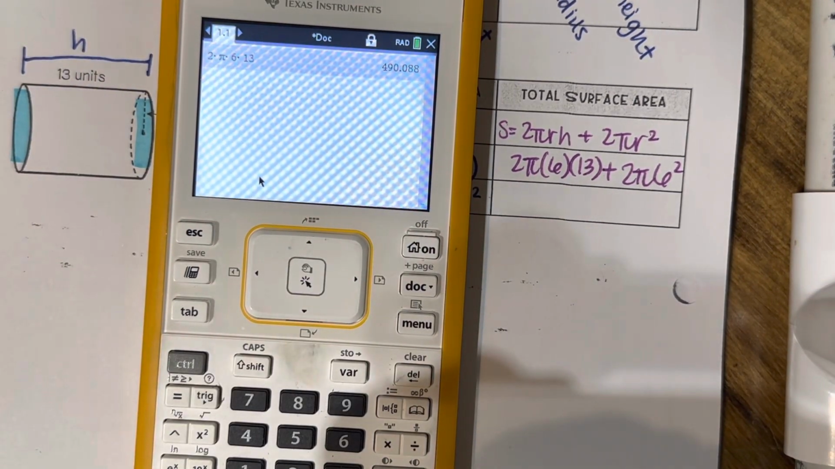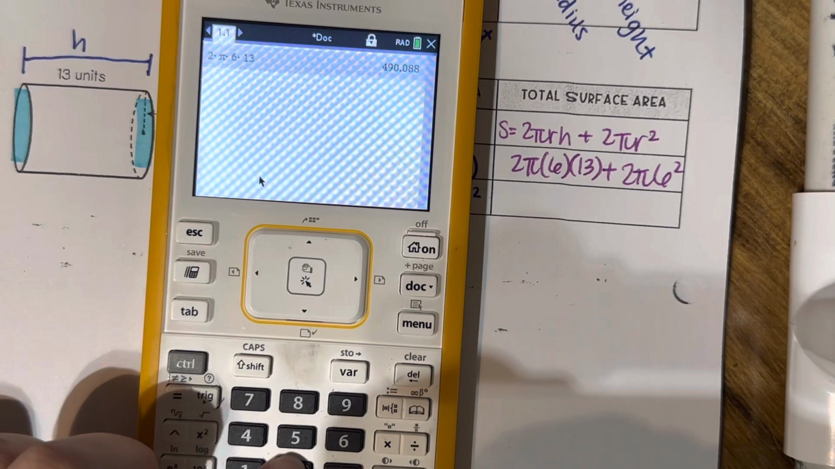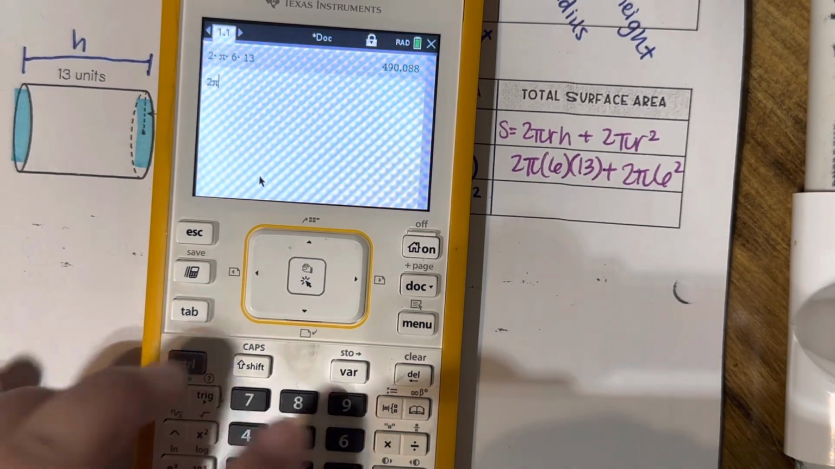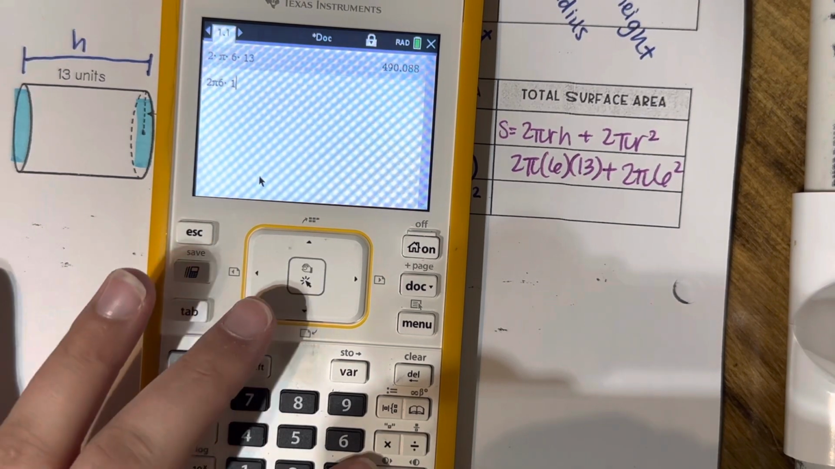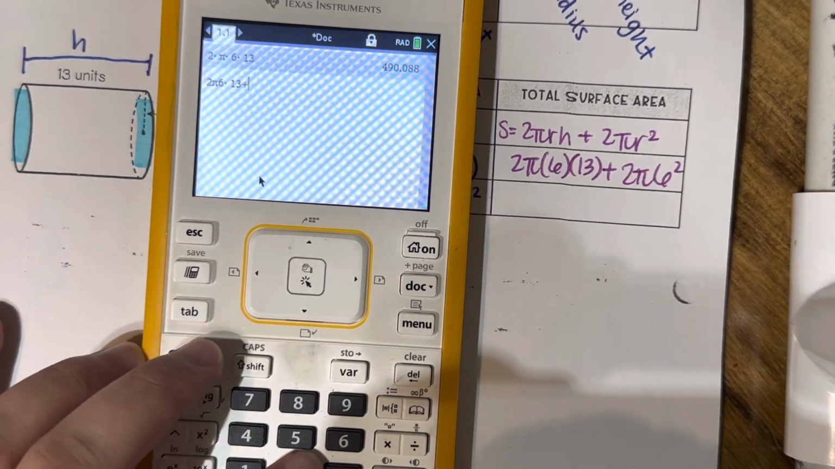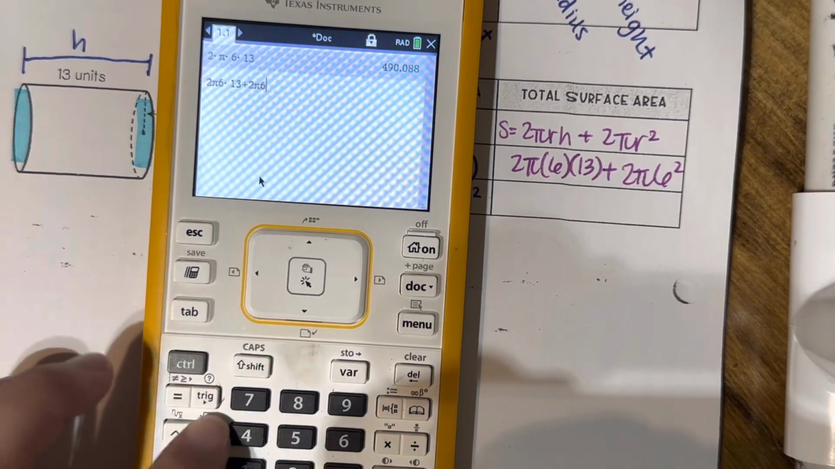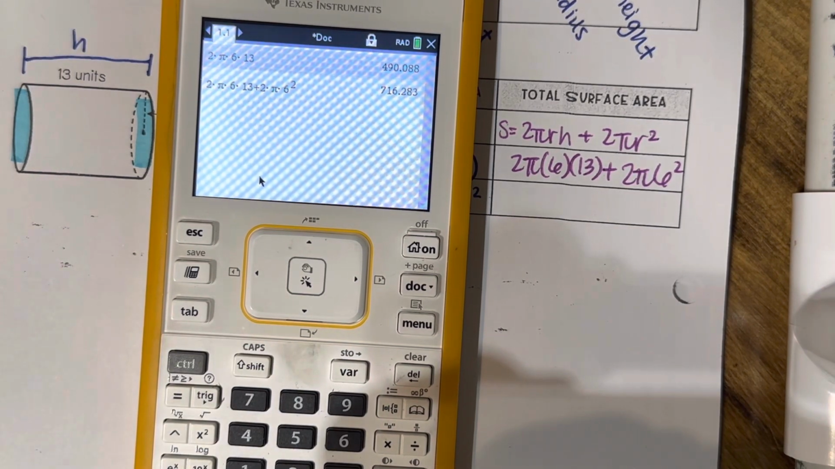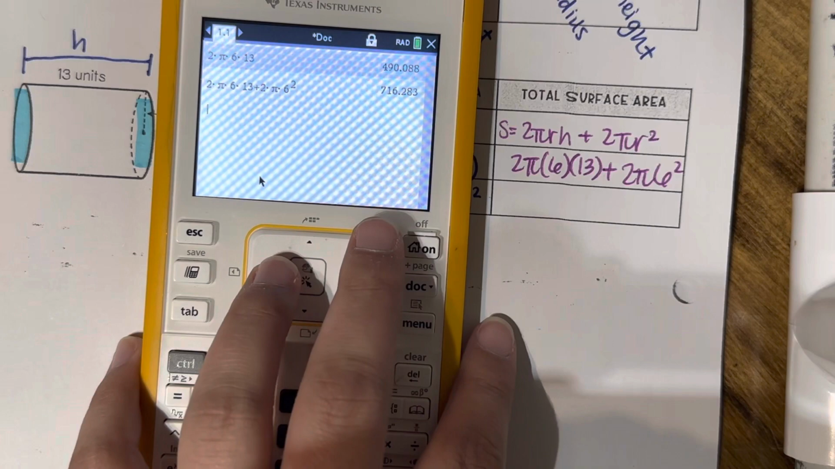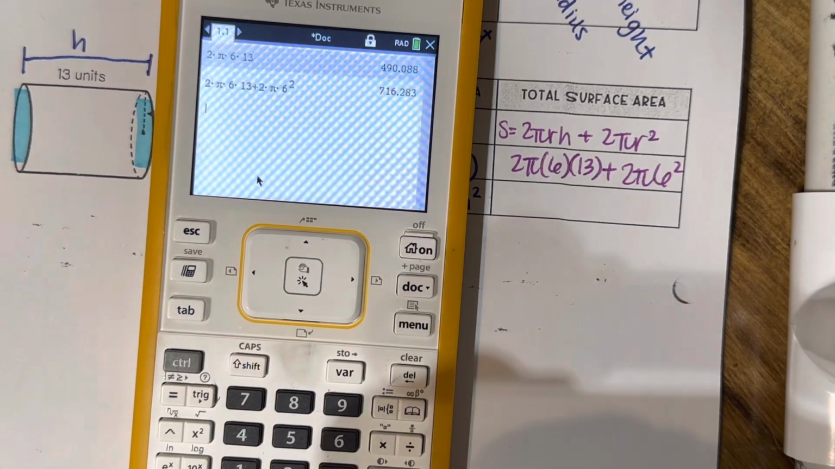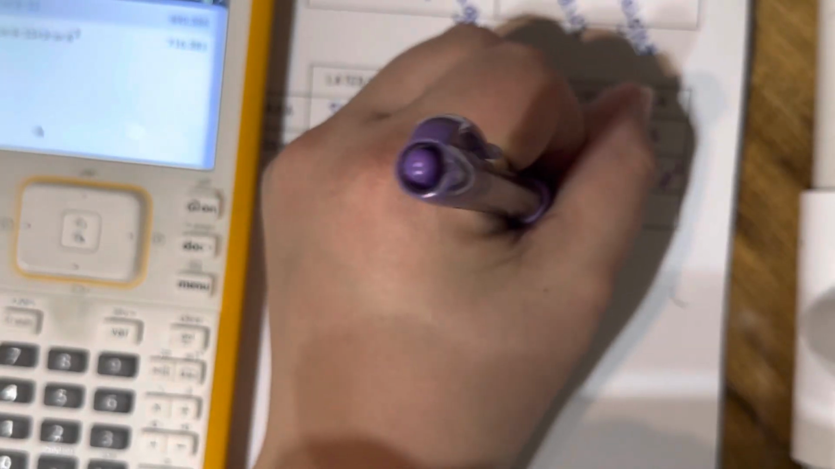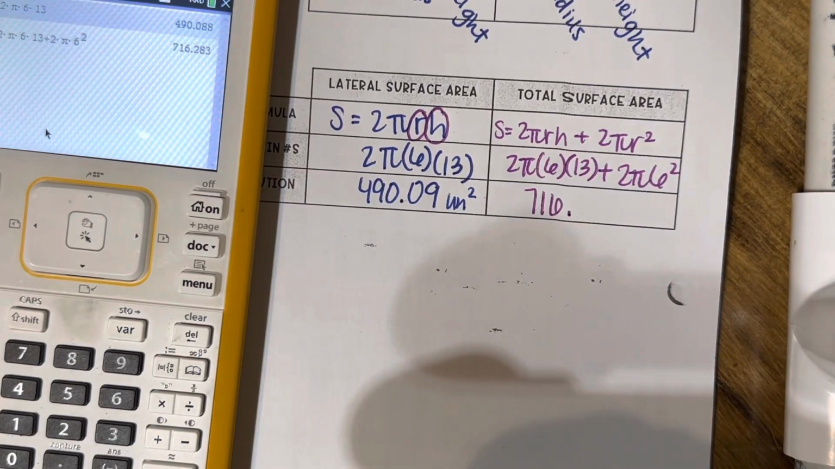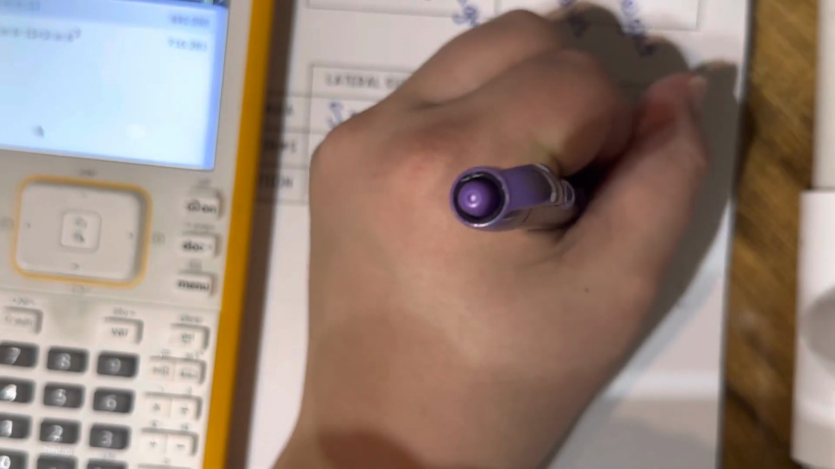So now I can go into my calculator and type this in exactly how it looks. 2 pi times 6 times 13 plus 2 pi 6 squared, and hit enter. So the total surface area for this cylinder is 716 and 2800 units squared.